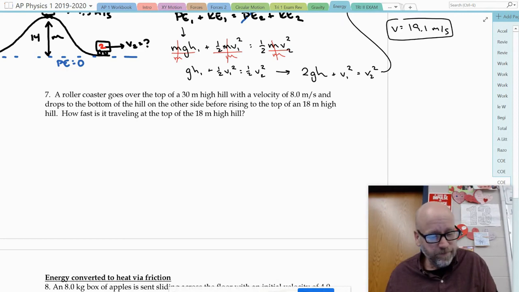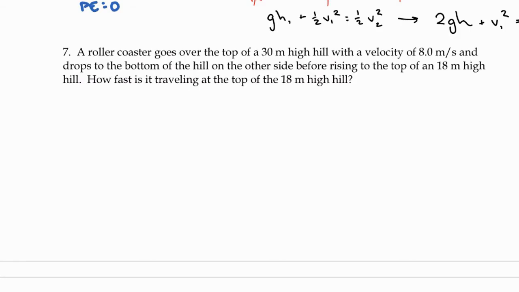Last one. A roller coaster goes over the top of a 30-meter high hill with a velocity of 8 meters per second and drops to the bottom of the hill on the other side before rising to the top of an 18-meter high hill. How fast is it traveling at the top of the 18-meter hill?